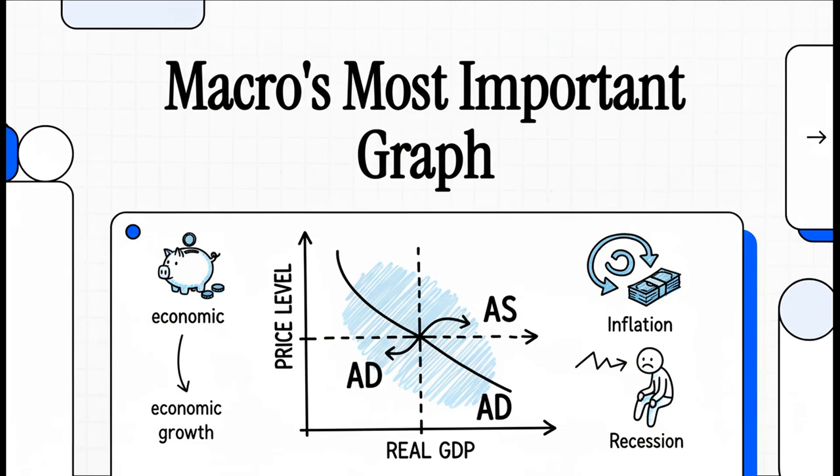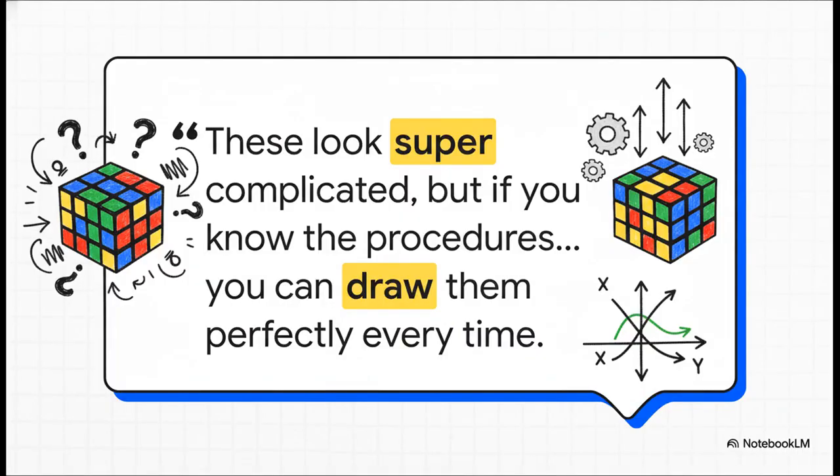So, if you've ever taken a macroeconomics class, you have definitely seen this one graph. It's kind of the big one, the model that pulls everything together to help us understand things like recessions, inflation, and, well, economic growth. Today, we are going to tackle what is arguably the most important graph in all of macroeconomics, the aggregate demand and aggregate supply model. Okay, so let's just dive right in.